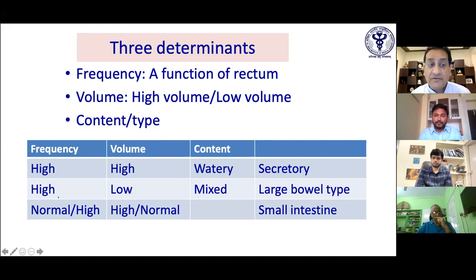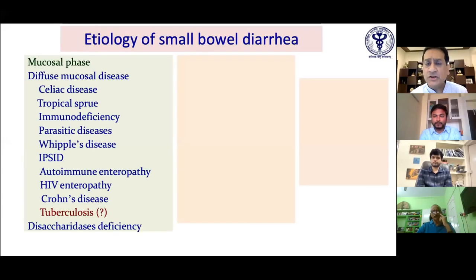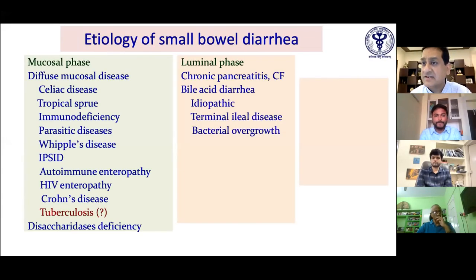Low volume is more likely to be a large bowel type, and high volume is small intestine. Small intestine won't have any special characteristics, but large volume may suggest small intestine type. We know the etiology of small intestine and large intestine is huge. We are not going to go in depth on it.